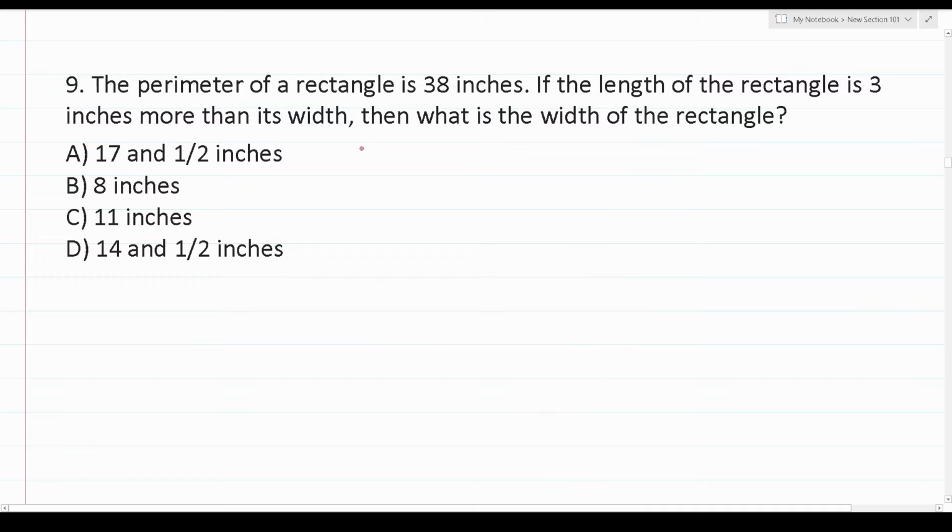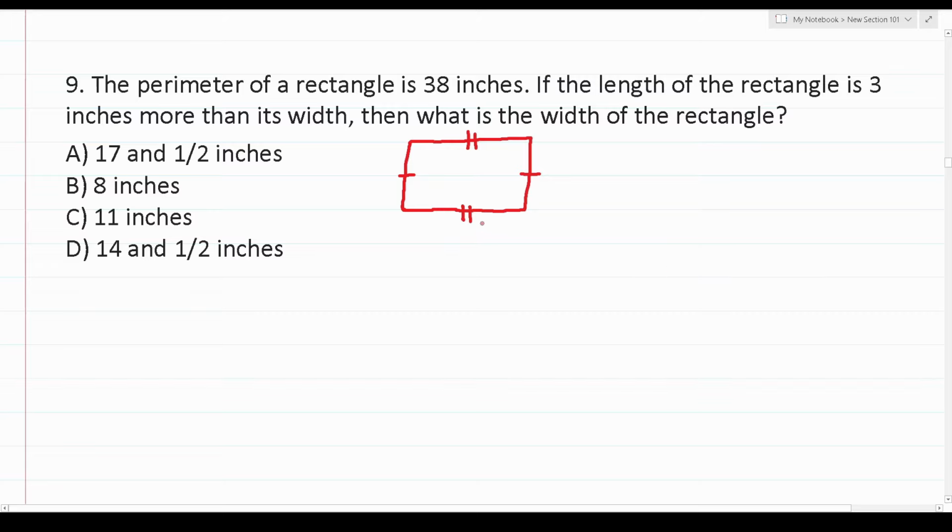Number 9 says the perimeter of a rectangle is 38 inches. If the length of the rectangle is 3 inches more than its width, then what is the width of the rectangle? For problems involving basic geometry, I always like to make a sketch to help guide my work. And in this case, we're working with a rectangle. So let's quickly make one of those. And we should know some properties of rectangles, notably that this side is equal to this side, and this length is equal to this length.